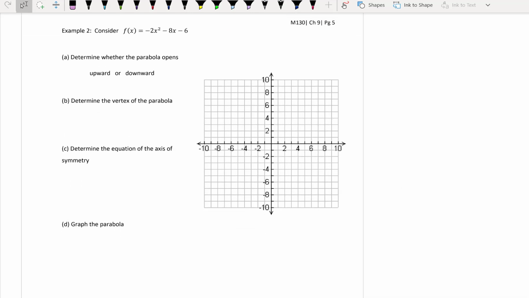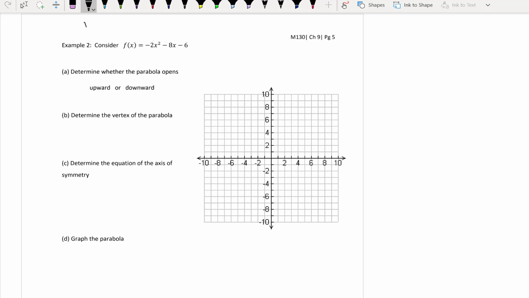Now, for example number 2, it's written in the form y is equal to ax squared plus bx plus c. So this is in standard form. It is not written in vertex form. Whether it opens upwards or downwards depends on the a value. So here my a value is negative 2, so it's going to be downward since it's negative, okay? Now to determine the vertex, here I'm going to have to plug it into the equation. I know that the h value of my vertex can be calculated as negative b over 2a.